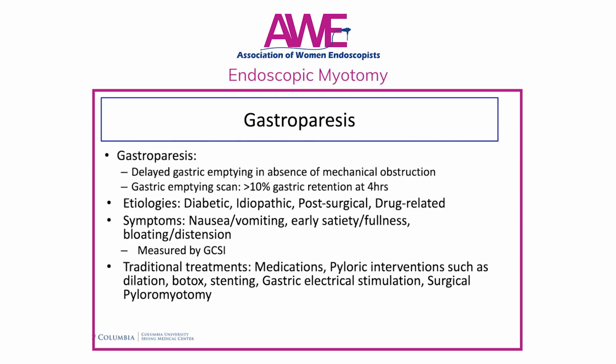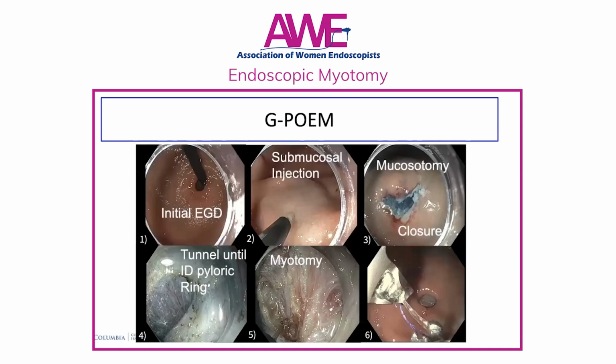And then symptoms are classified or clumped together into nausea, vomiting, early satiety and fullness, or bloating and distension, and these are measured by the GCSI, or gastroparesis cardinal symptom index score. Traditional treatments have included medications such as motility agents, pyloric interventions such as dilation with balloon, Botox, and even stenting, as well as placement of gastric electric stimulators, and then finally surgical pyloromyotomy. So G-POEM offers an excellent alternative.